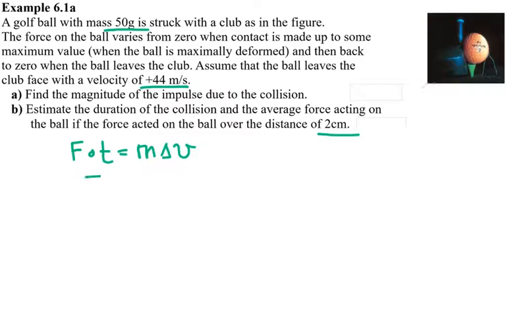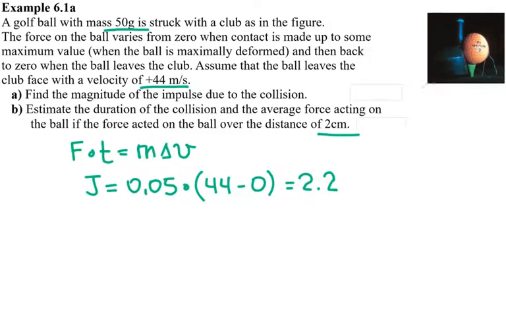So my impulse is equal to the mass, which is 0.05 kilogram, times change of the velocity. The final velocity is 44 and the initial velocity was 0. So that will give me 2.2, measured in newtons times seconds. So that is newton seconds.